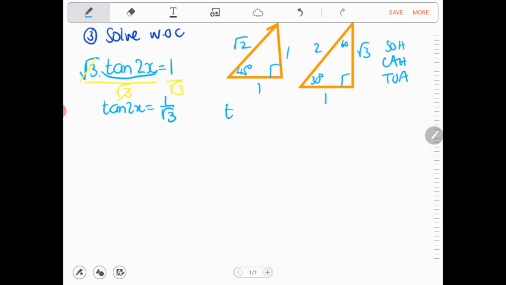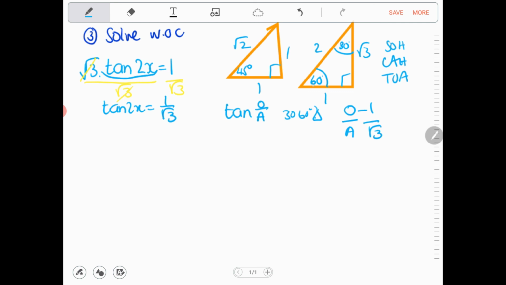All right, so tan is opposite over adjacent, TOA, and if I have a root 3 in my fraction, then it has to be the 30-60 triangle, because that's where my root 3 is. All right, so tan, which angle has an opposite of 1 and an adjacent of root 3? Okay, so sorry, I've got these the wrong way around. That's a 60 and that's a 30. Please don't mix those up. Very important that they go in the right place.